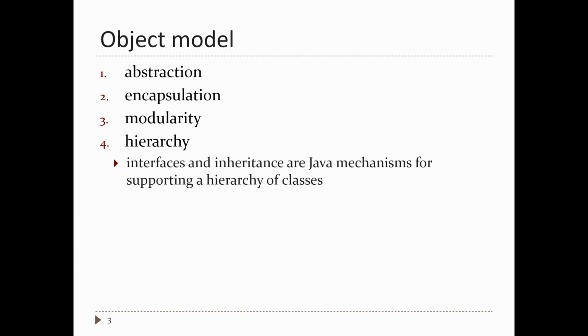Inheritance in Java, along with interfaces, forms the fourth component of the object model. This is what's called hierarchy in Java, or one of the ways that you can implement a hierarchy of classes in Java. Both interfaces and inheritance can be used to implement a hierarchy of related interfaces or classes.